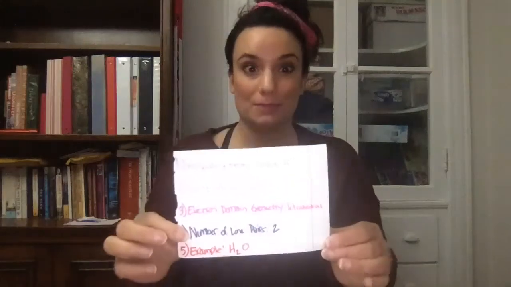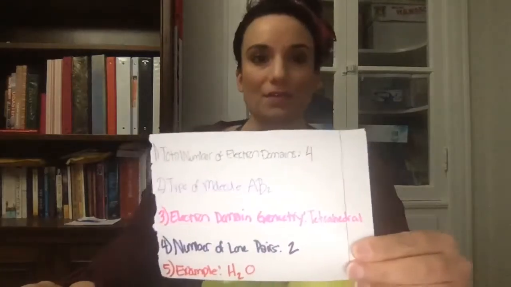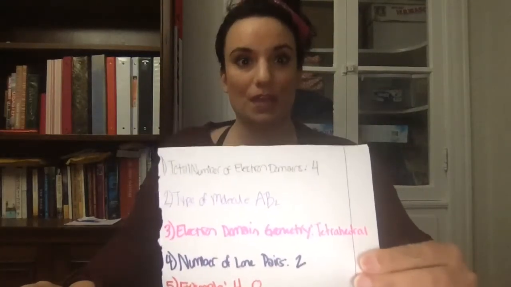Okay, so our next electron domain example is also tetrahedral, but this one's a little bit different as its molecular geometry is actually bent. All right, so to switch things up so we can have a better visualization, I'll be using this one as an example. So the total number of electron domains is 4. The type of molecule is AB2. The number of lone pairs is 2.